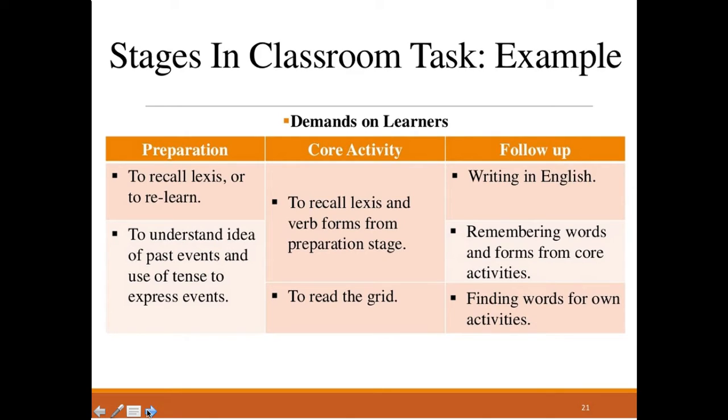We have to consider the demands on learners too. In preparation, the demand is to recall lexis or to relearn, to understand the idea of past events and the use of tense to express events. The demands of core activities are to recall lexis and verb forms from the preparation stage and to read the grid. And in the follow-up, the demands are writing in English, remembering words from core activities, finding words for their own activities.